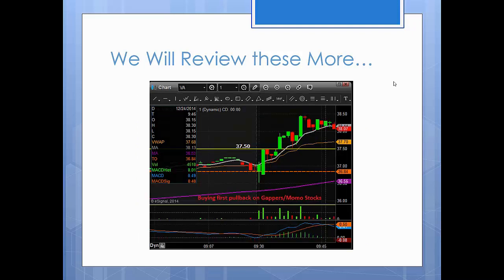Okay, now here's another chart. This is VA. Now this is more of a flat top. This is a stock that had 2 green candles and then 3 candles that were sideways with the same high, just about the same high.